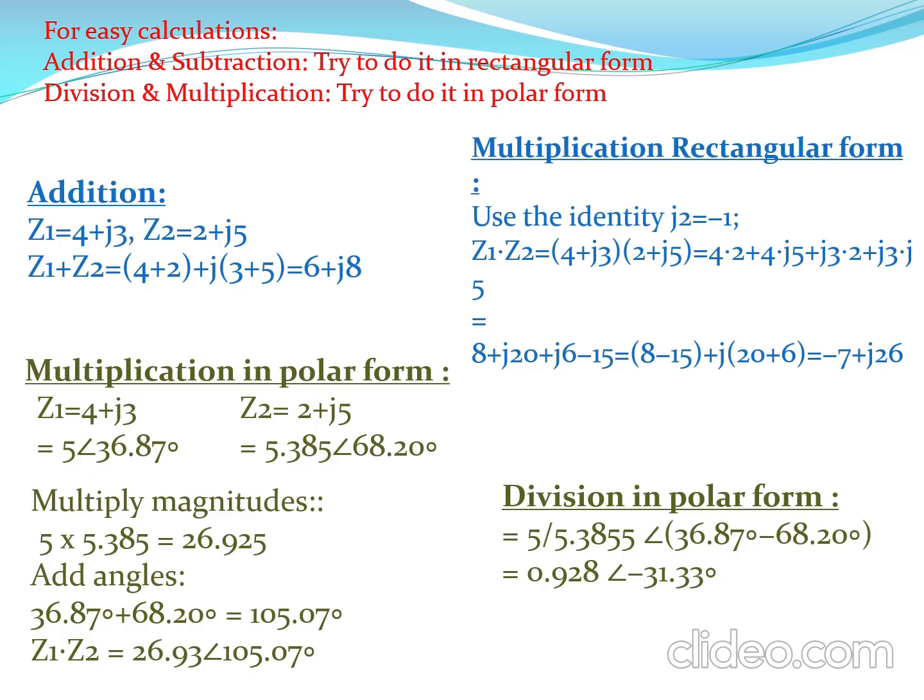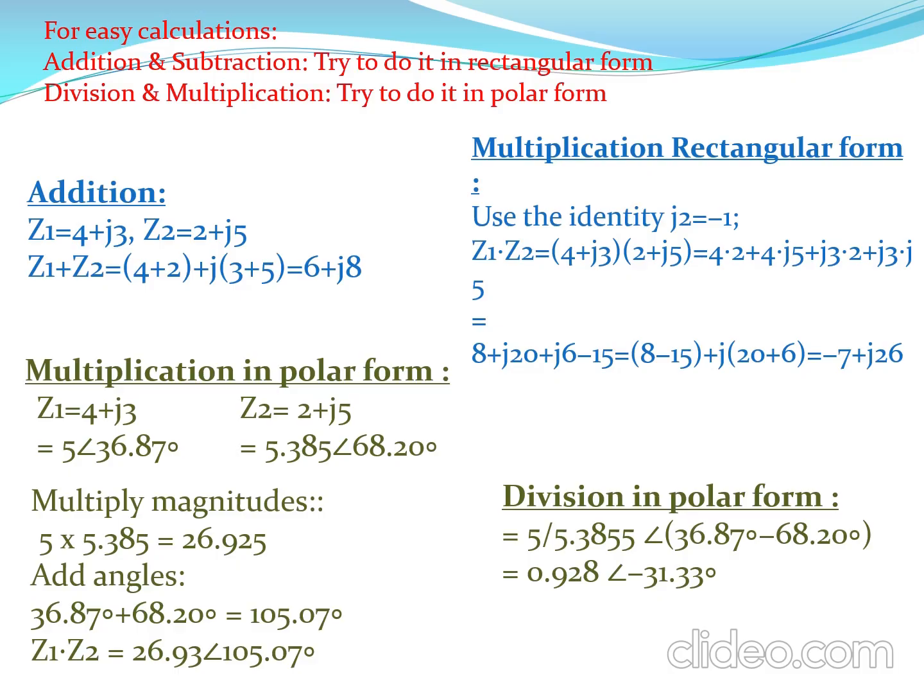For example, here two complex numbers are taken and addition is shown. Similarly, multiplication is shown in rectangular form, how you multiply and get this answer. Now, the same multiplication we are doing in polar form. Here the two rectangular quantities will be converted into polar. Simply use your calculator and you can convert it directly.